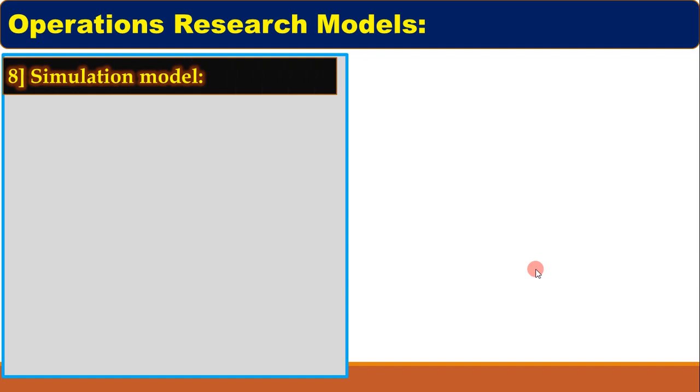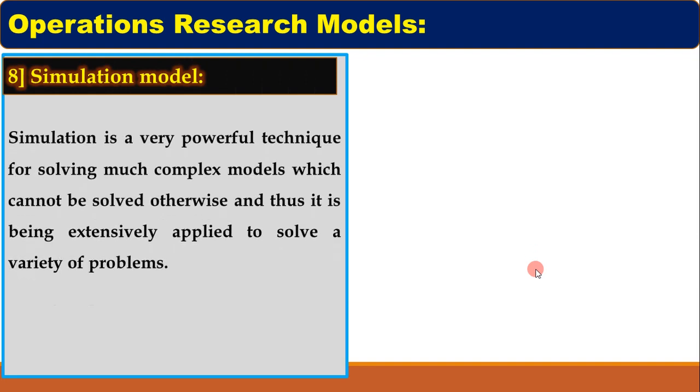And the last one is a simulation model. This simulation model is a powerful technique for solving much complex models which cannot be solved otherwise by using previous models, and thus it is being extensively applied to solve a variety of problems. So, as we have seen, the previous 7 models are the mathematical models. In certain situations, if the previous model cannot be used, we have to use the simulation model. And the example of this is Monte Carlo simulation.